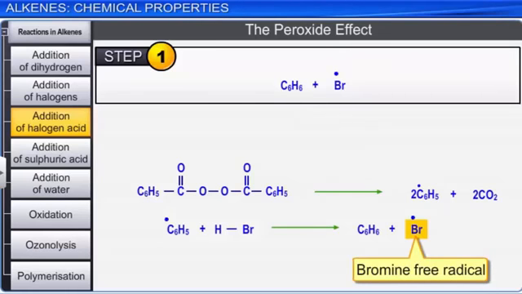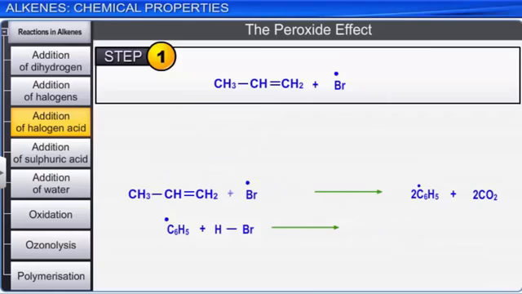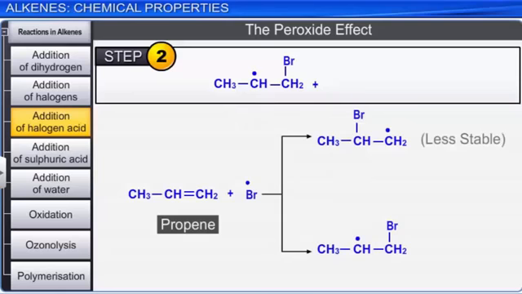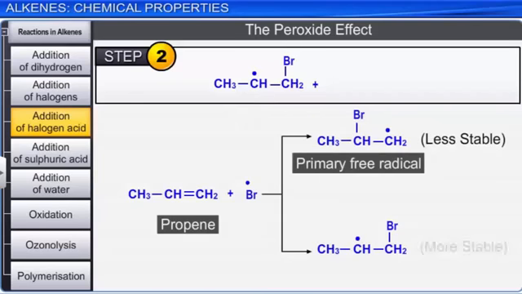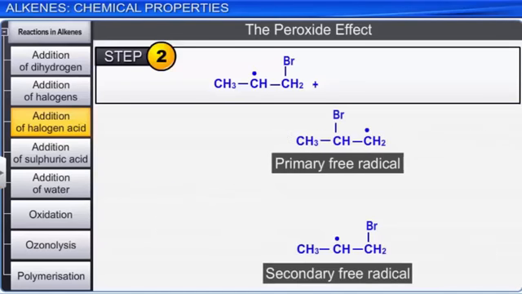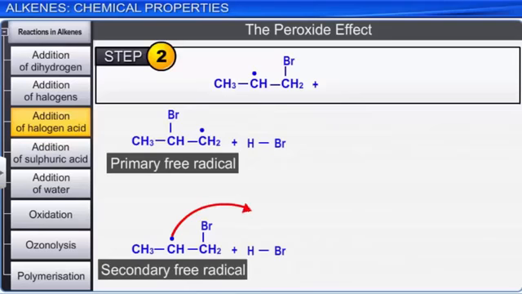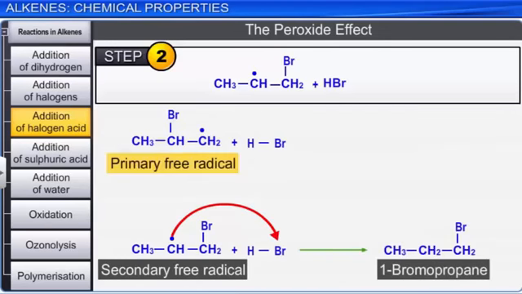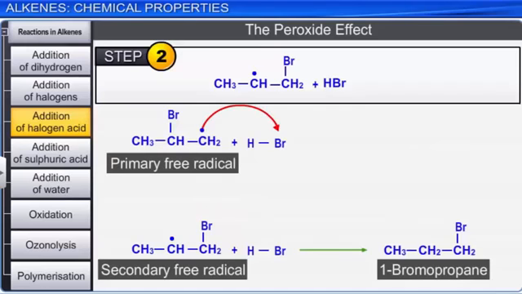Hence, propene undergoes homolytic cleavage to produce less stable primary and more stable secondary free radicals, as shown here. The secondary free radical attacks hydrogen bromide to form 2-bromopropane, and the primary free radical attacks hydrogen bromide to form 1-bromopropane. Thus, 2-bromopropane is formed as the major product.